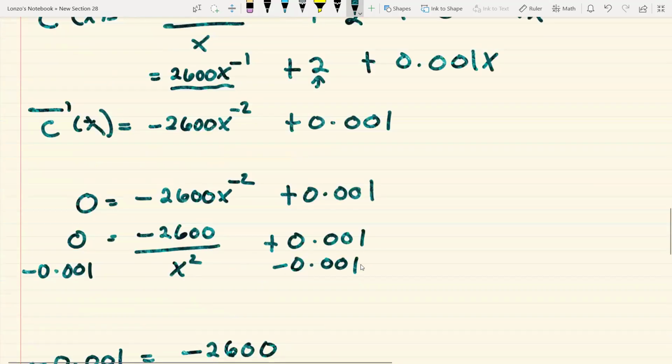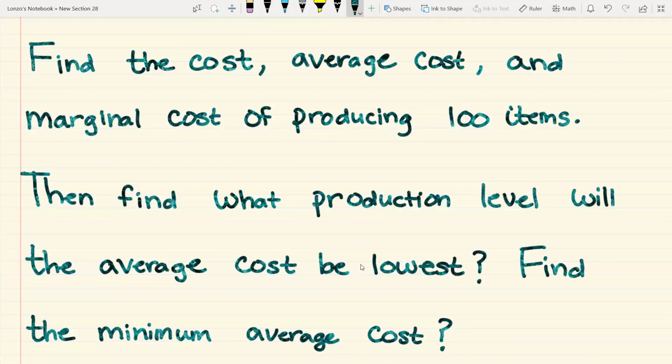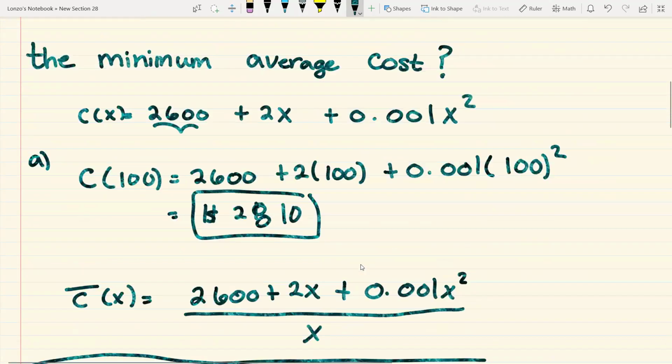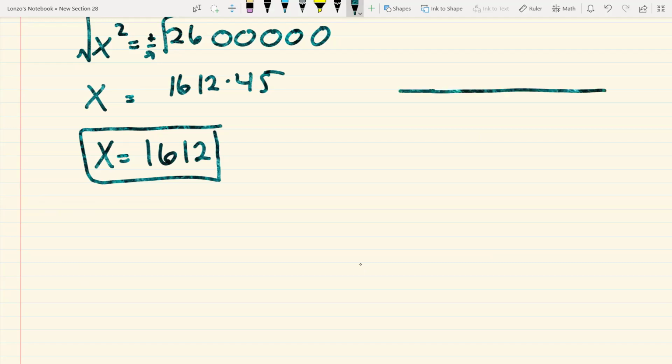Okay. So what was the question again? It said, find the production level at which the average cost will be the lowest, and find the minimum average cost. So I think we did find the production level, which is x equals 1612. But we've got to prove that it's actually going to produce a minimum. How do we prove that? By doing our test point method, right? So go ahead and put 1612 right in the middle. Here's part one, here's part two. And then we're going to put test points into your average cost derivative.